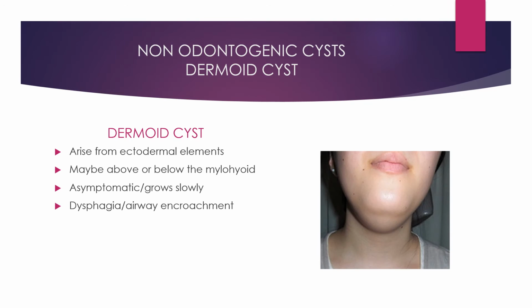Dermoid cysts are located in the midline, but usually either above or below the mylohyoid muscle. They arise from ectodermal elements. The case on the right is one that is below the mylohyoid. They're asymptomatic and grow slowly. However, they can cause airway encroachment if they get large, and dysphagia, which is trouble swallowing.